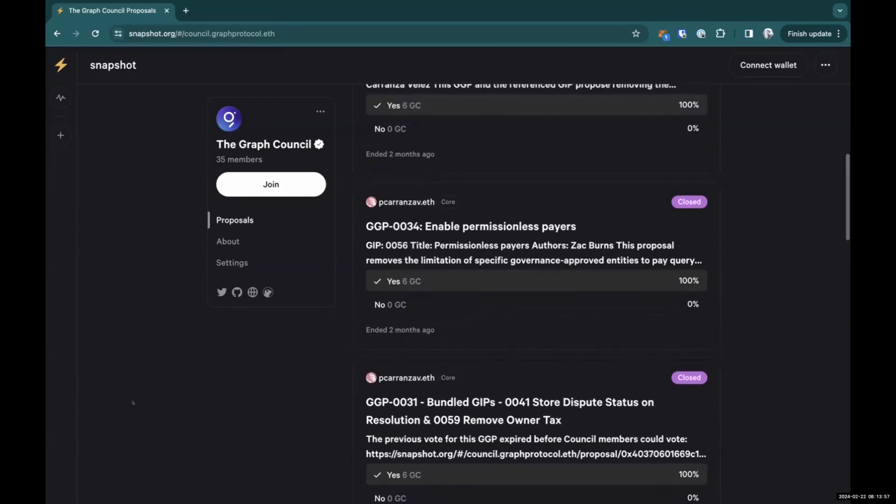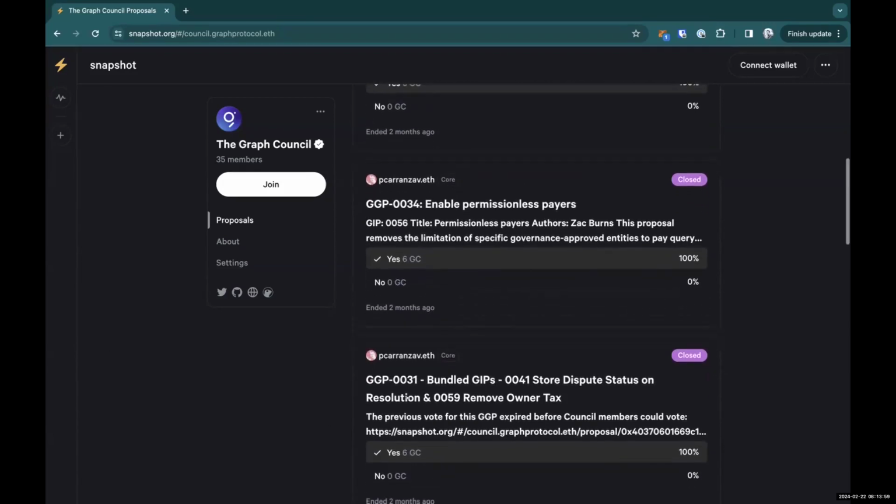GGP 31 includes 2 GIPs, and one is storing the dispute status and dispute resolution, and this is an upgrade to the dispute manager contract. That is the contract that handles arbitration disputes. And so far, the resolution of those disputes wasn't stored on chain. And this was a proposal that was done by the Soulbound Labs team because they were thinking of using that dispute status to do a sort of subgraph bridge.